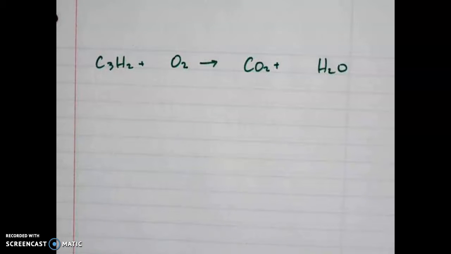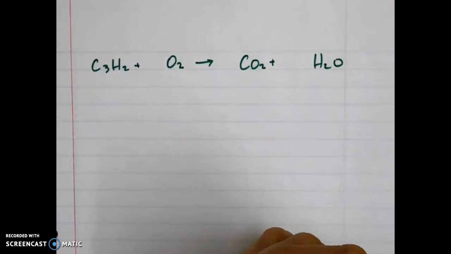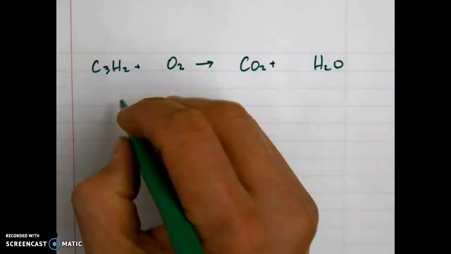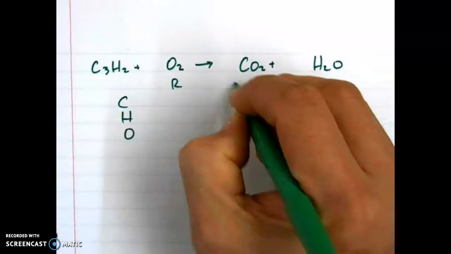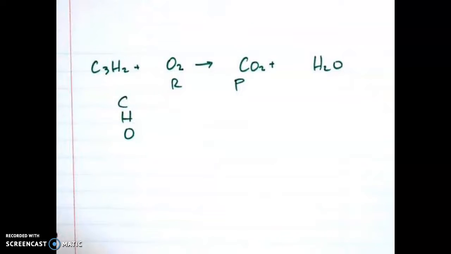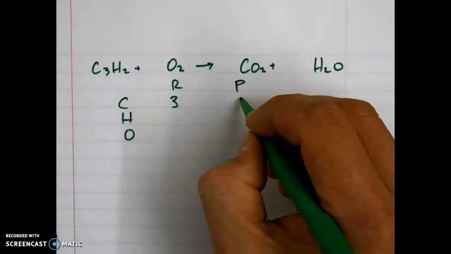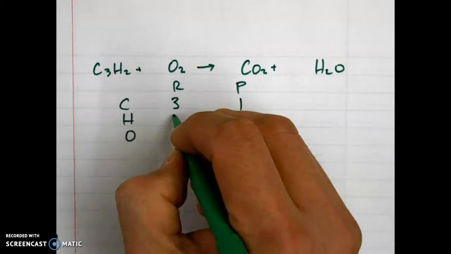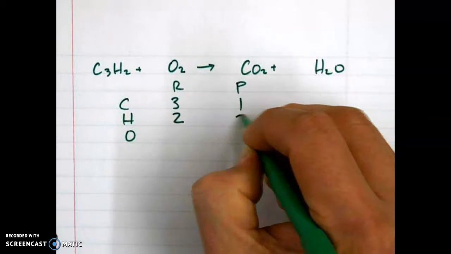Okay, so on last night's homework, we're on the second to the last page, the middle one. So it's C3H2 plus O2 yields carbon dioxide and water. Okay, so how many carbons do we have on the reactant side? We have 3. How about on the product side? We have 1. How about H's? We have 2 H's on the left and 2 H's on the right.